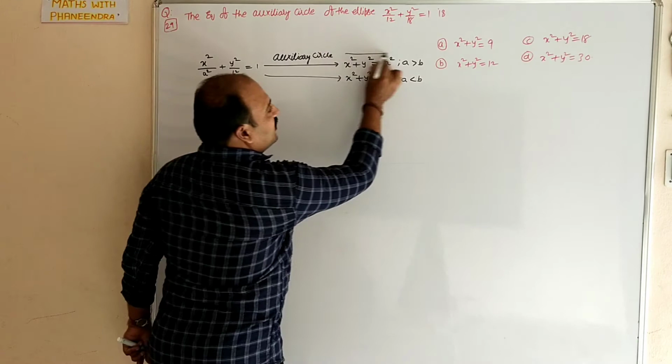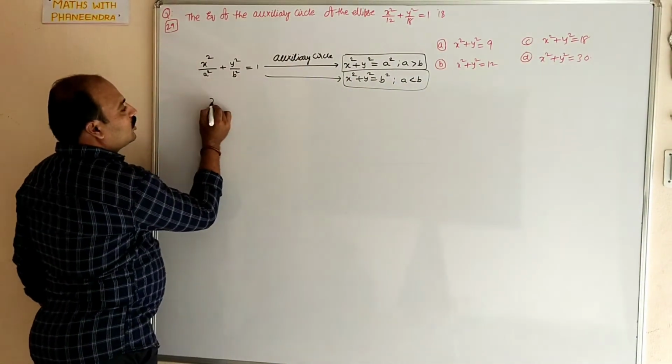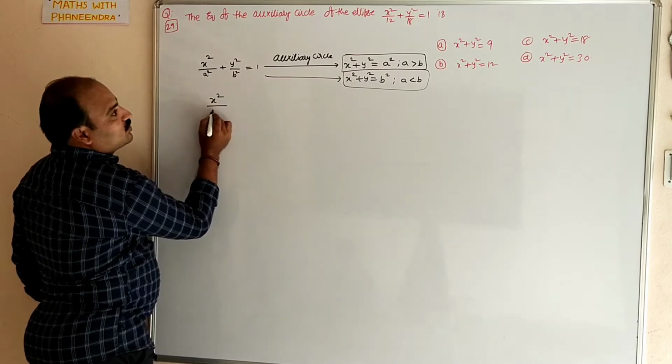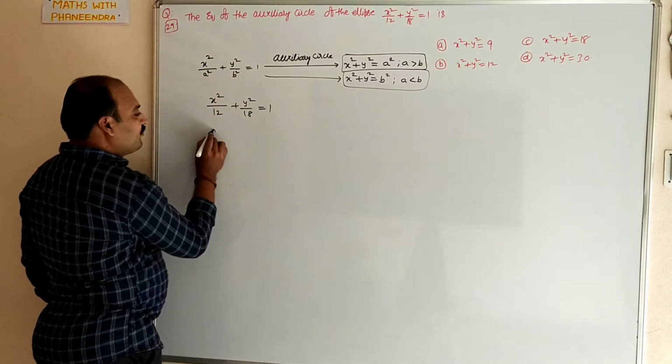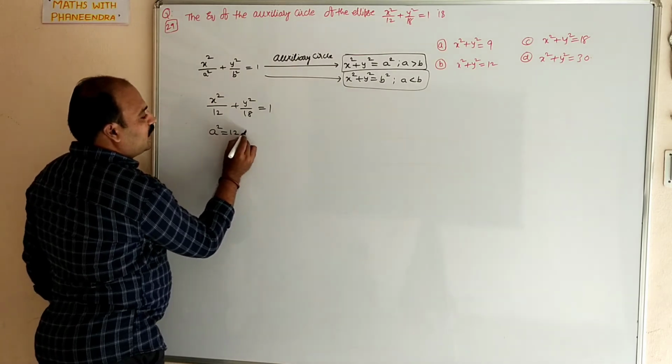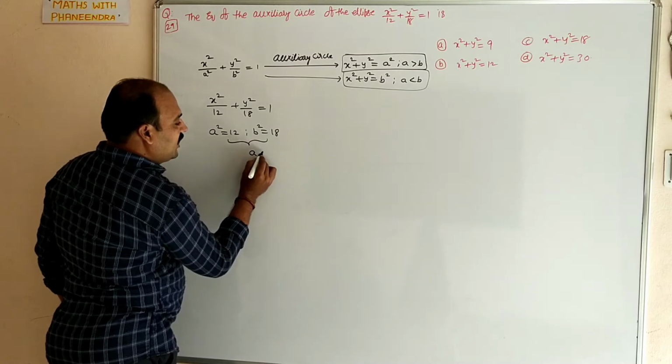So first we have to decide whether a is greater than b or a is less than b. The given equation of the ellipse is x square by 12 plus y square by 18 equal to 1. Here a square equal to 12 and b square equal to 18. By observing these, it is the a is less than b case.